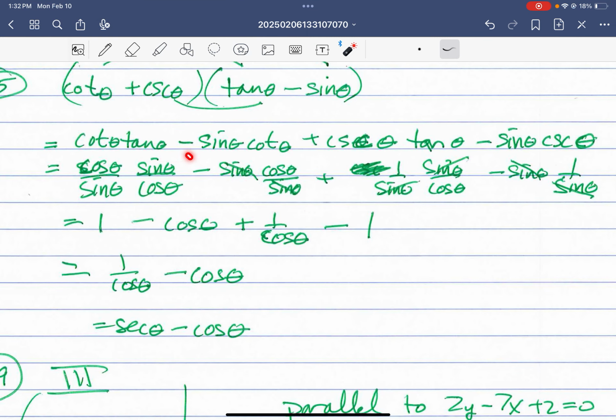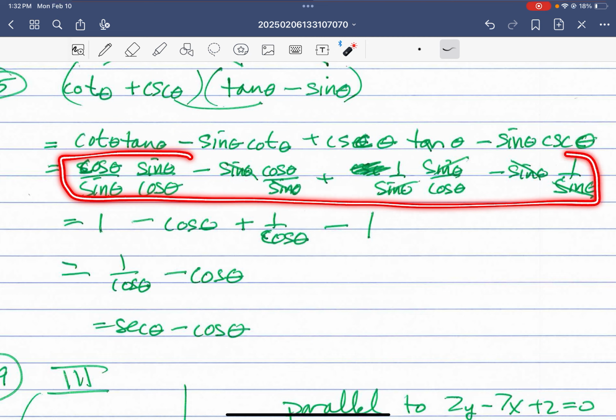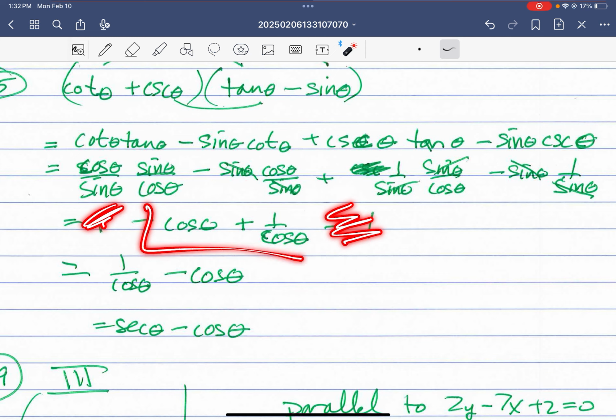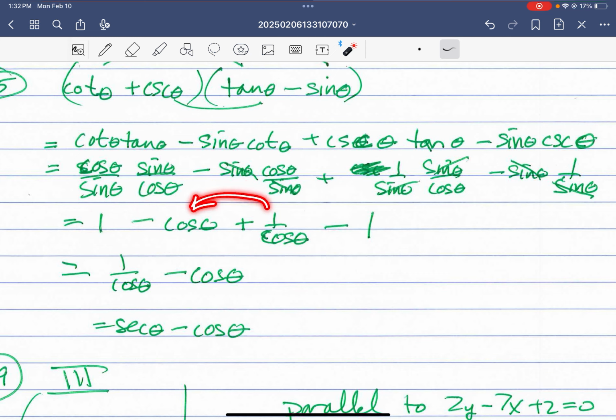Well, then turning everything into sine and cosine, I get this, but then stuff simplifies. That just becomes 1. This just becomes negative 1. This becomes 1 over cosine, and this becomes negative cosine. So I'm only left with this, but I switch the order because I like the positive up front, and I get this, but then 1 over cosine is just secant.